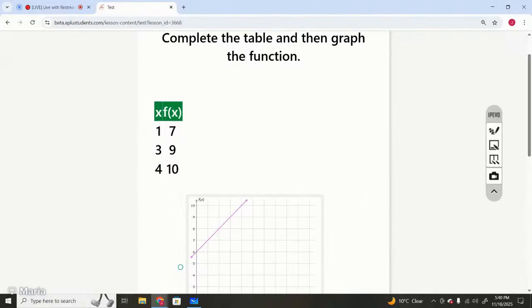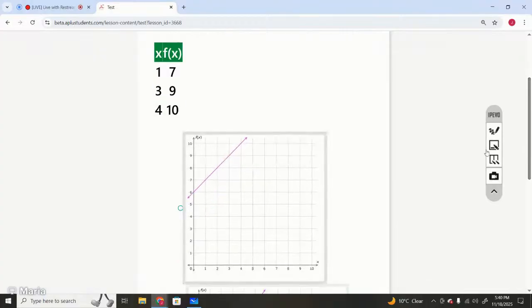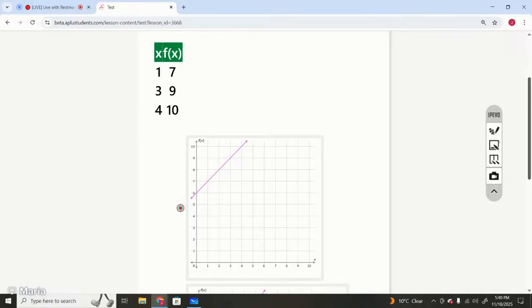Complete the table and then graph the function. X is 1, Y is 7. Option number 1 is the correct option.